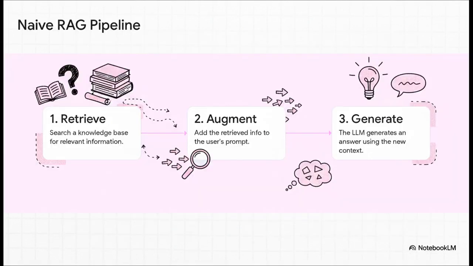Okay, so in its most basic form, what people call naive RAG, it's a simple three-step dance. First, you ask a question. The system then retrieves relevant info. Step 2, it augments your original question by basically stapling that new info onto it. And finally, step 3, it just hands that whole new expanded prompt over to the LLM to generate the answer. See, it's a really straightforward pipeline. Find it, add it, answer it.